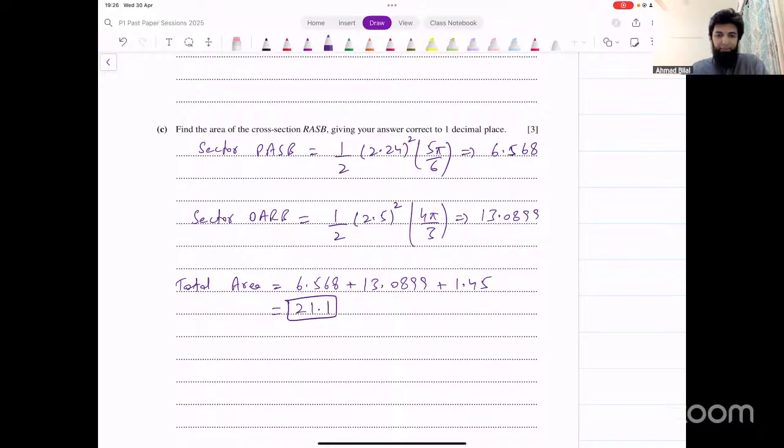Okay. Any problems with this? Makes sense to everyone? Okay, so that's it from this paper then.